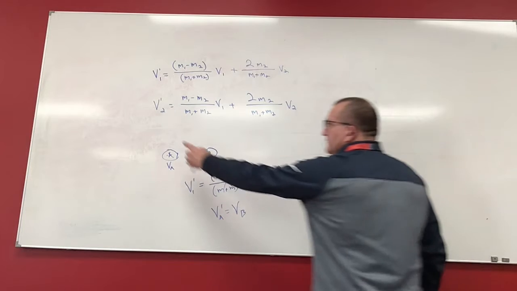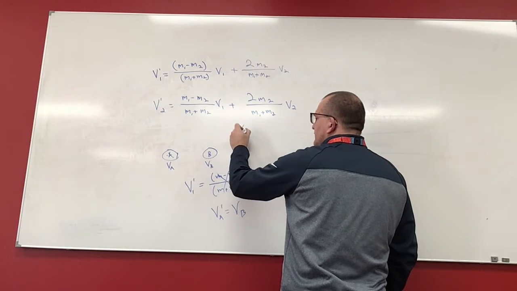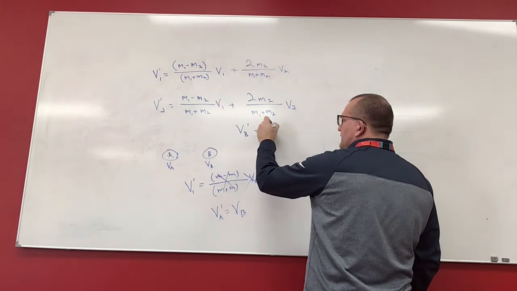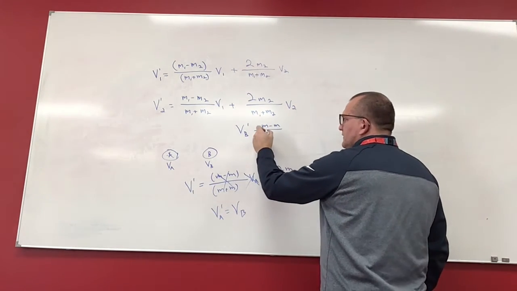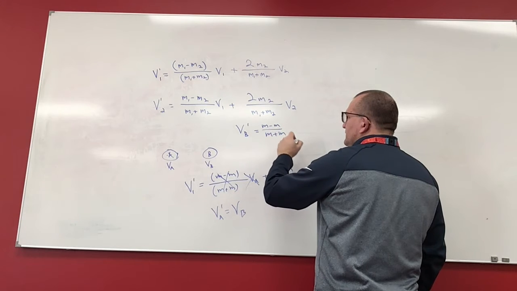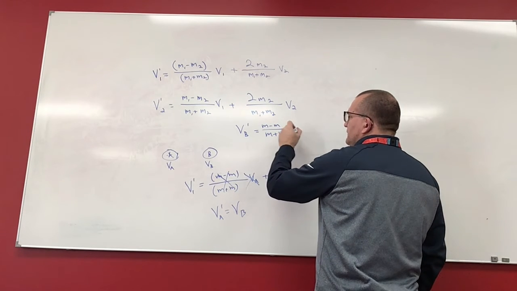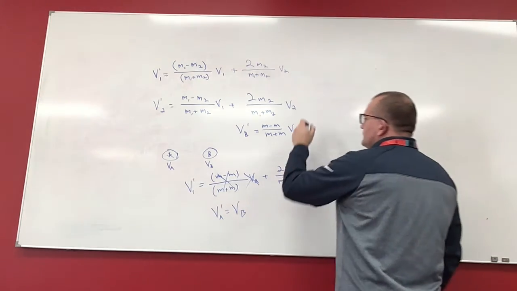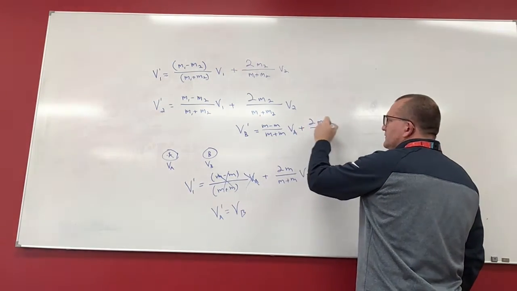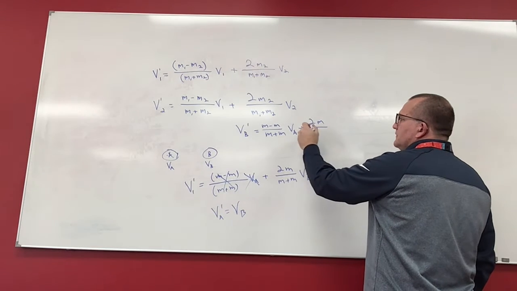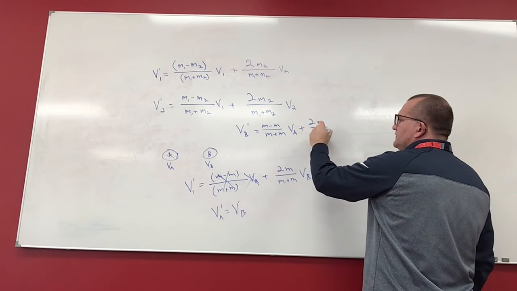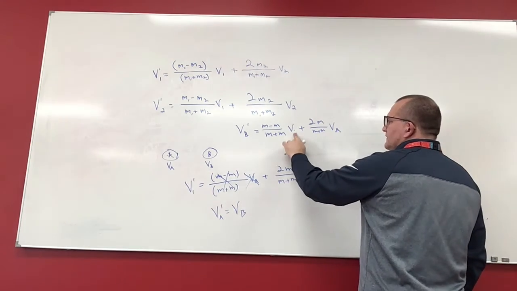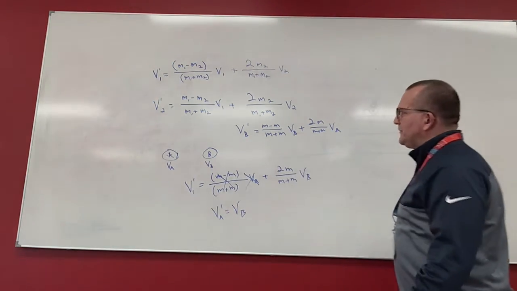Then let's look at B. B's final velocity is the same thing: m minus m over m plus m times VA, plus 2m over m plus m, I'm sorry, this should be VA, this should be VB. I guess we're talking about the same thing here.